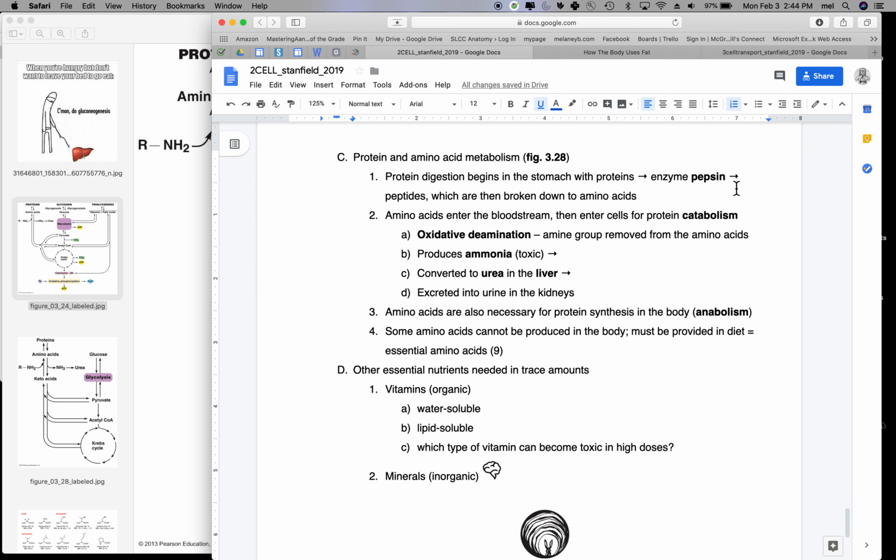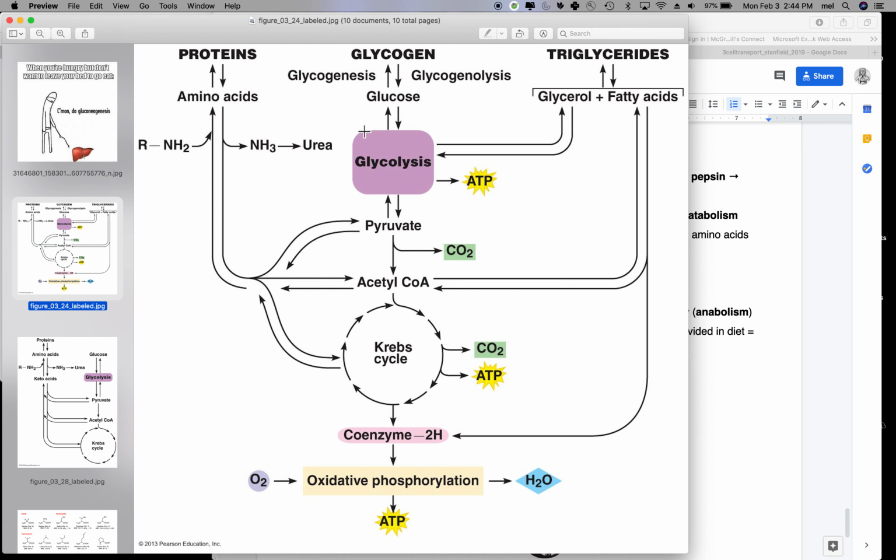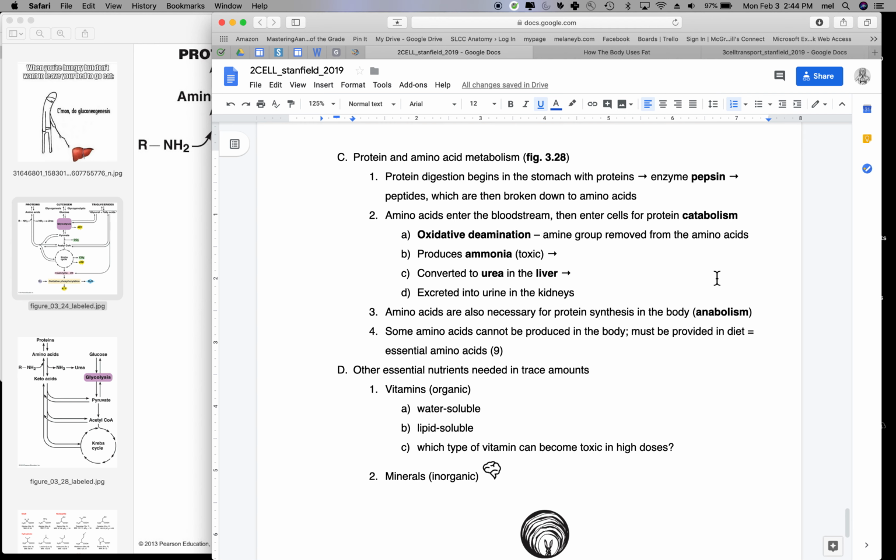And by the way, this is done primarily with the enzyme pepsin, and there are pepsins produced from multiple different places, including the pancreas. And then take the peptide, which is just the chain of amino acids, and break it down to the individual amino acids. So take a protein and break it down to individual amino acids. This process is prior to absorption.